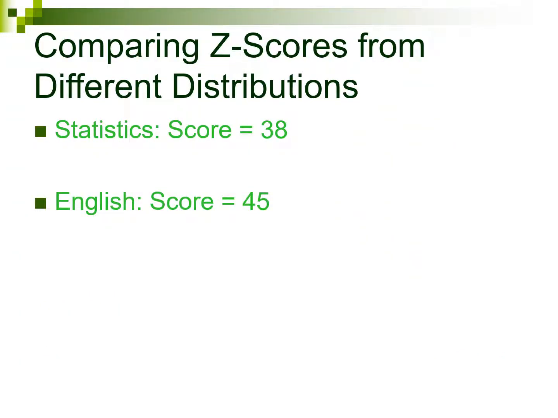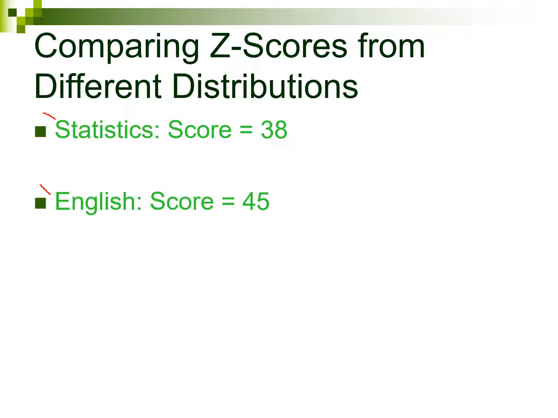So let's go through a more simplified example. Here we have the raw score from a student on their first statistics exam and their first English exam. The question is, on which of these exams did the student do better relative to their classmates? Again, we can't just look at the raw scores and say that, oh, well, 45 is bigger than 38, it must be the English one. Because it could be that for the English exam, this was kind of a wimpy score, but for the stats exam, this was a pretty good score.